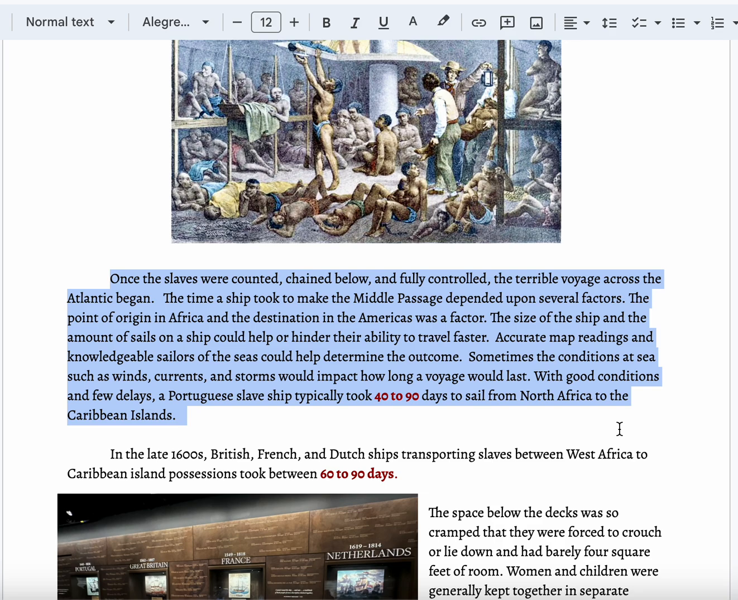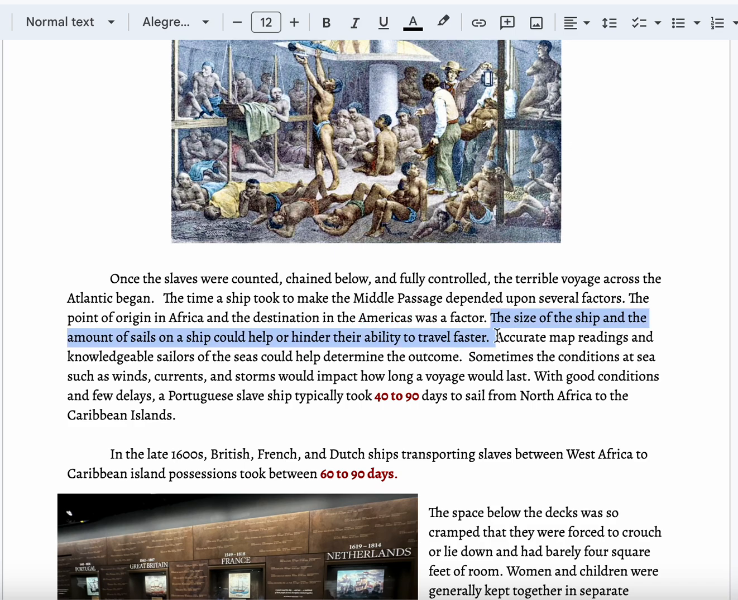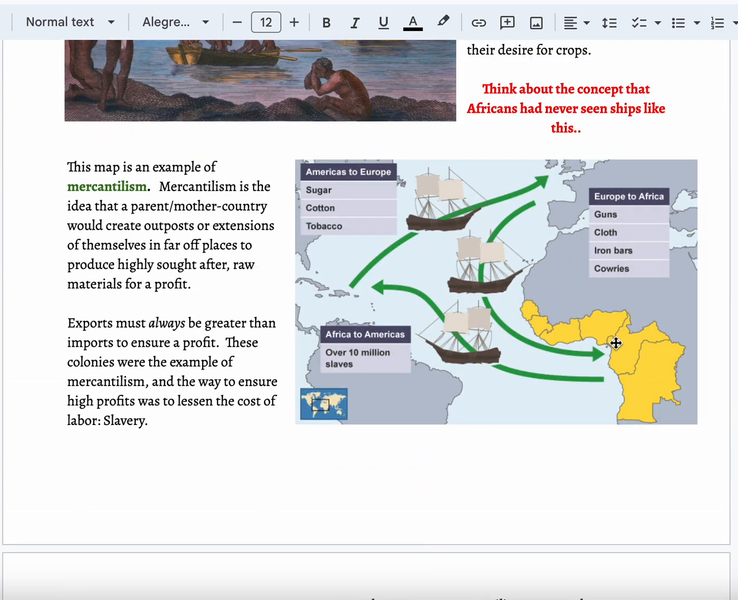to the Western Hemisphere. Also, the destination in the Americas. If you were going to Brazil, it didn't take as long as going to maybe present-day Haiti or present-day Virginia. Also, the size of the ship, depending on whether the ship had a lot of sails, depending on whether it had a skilled crew of men, depending on the actual durability of the ship itself. This could help or prevent travel, and also map readings and knowledge of the seas. Sometimes conditions and winds and currents, it would take forever. But to give you the basic answer, it takes 60 to 90 days. 60 to 90 days for a ship to go from Africa to the Western Hemisphere to reach its final destination.